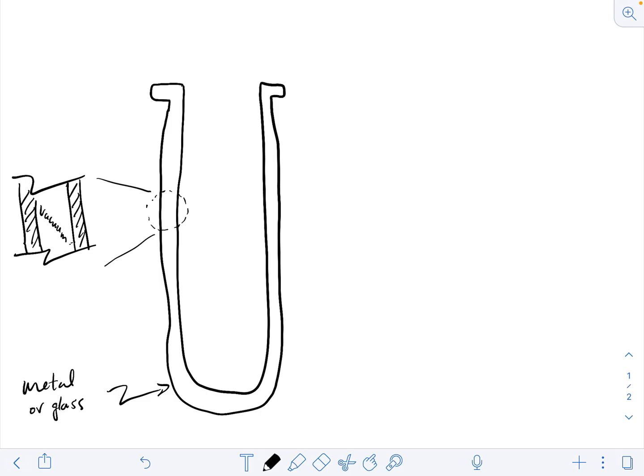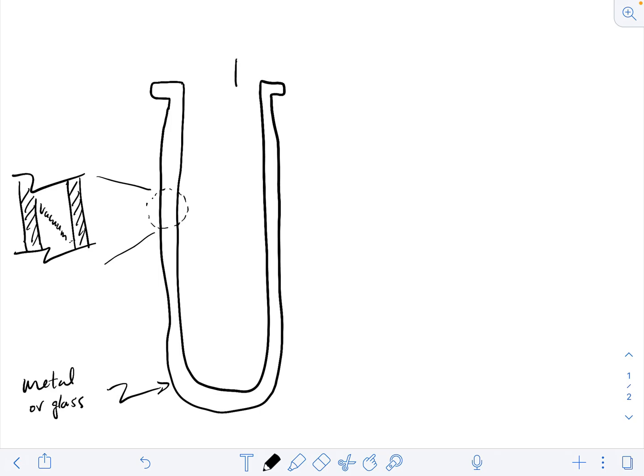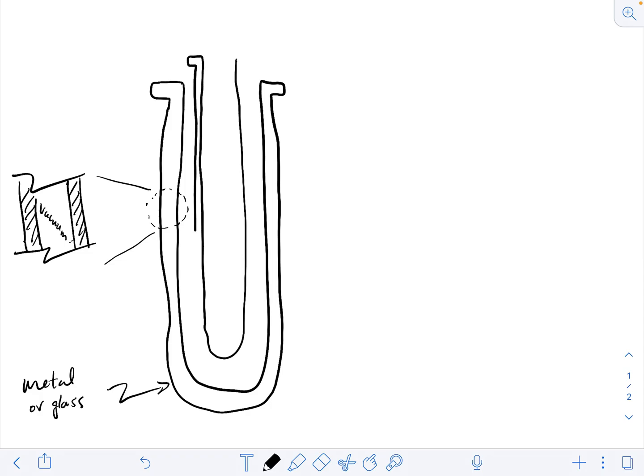And then what we're going to do is we're going to put another similar dewar that fits inside of the first one. Okay, and it's going to extend a little bit out above. And again, it's another double-walled dewar with a vacuum space in between the two walls.